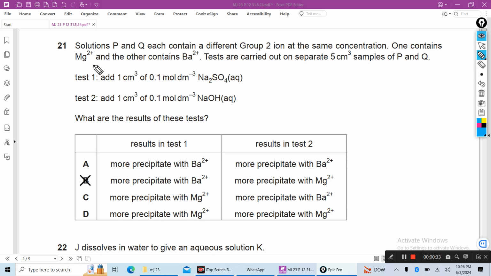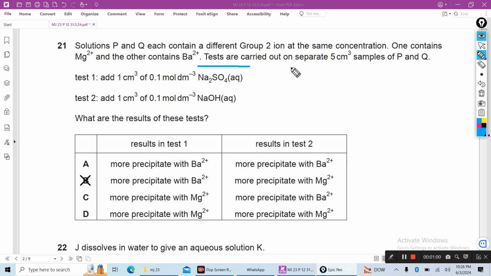Number 21, solutions P and Q contain a different group 2 ion at the same concentration. One contains magnesium ion and the other contains barium ion, group 2 cations. One is magnesium 2 plus, the other is barium 2 plus.